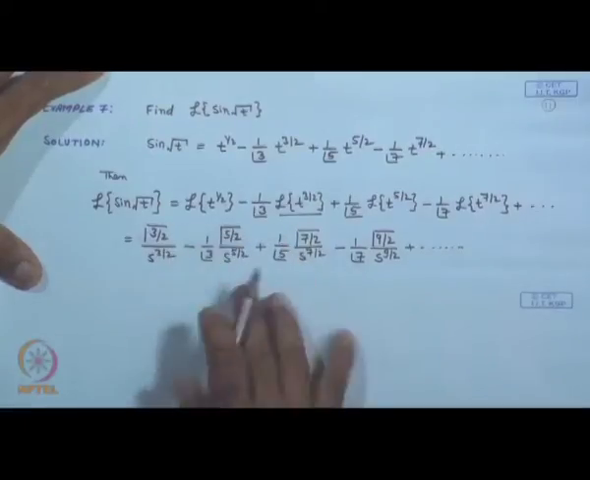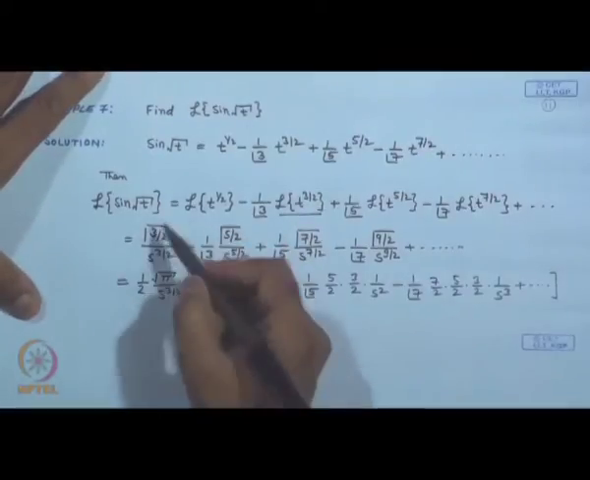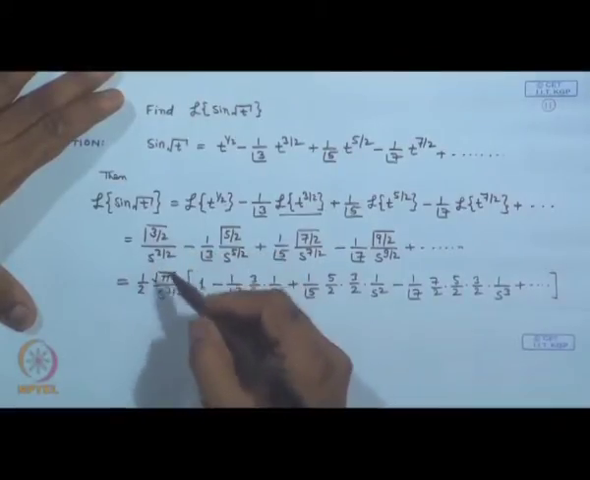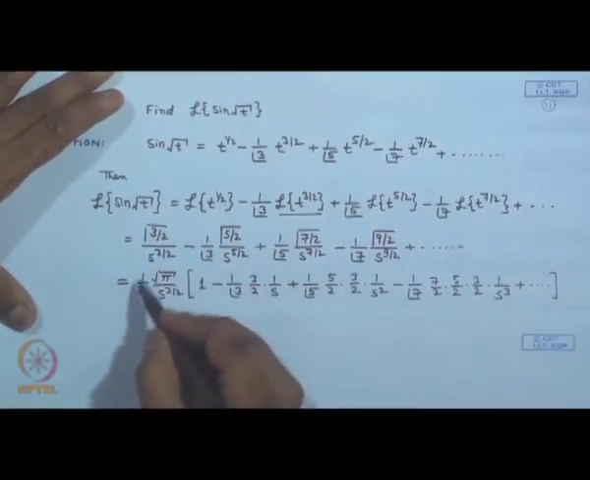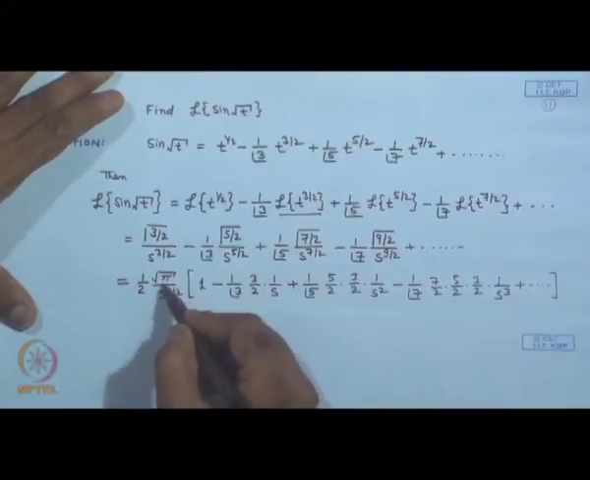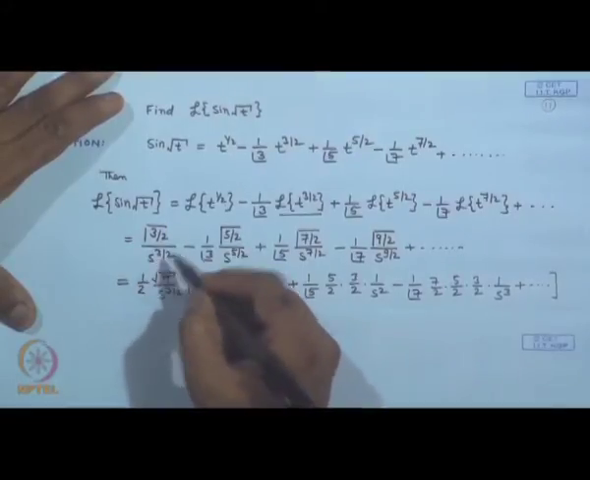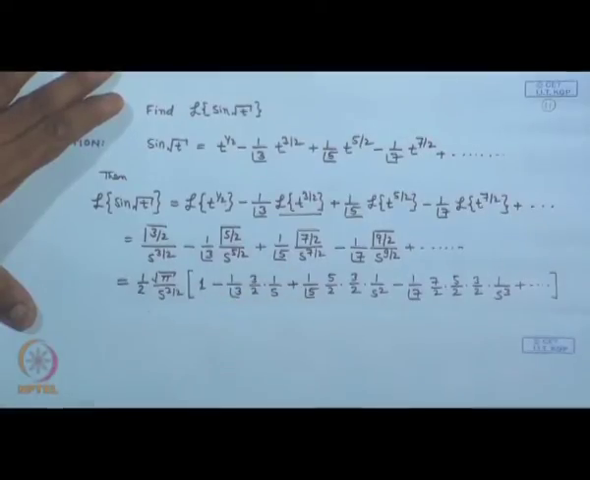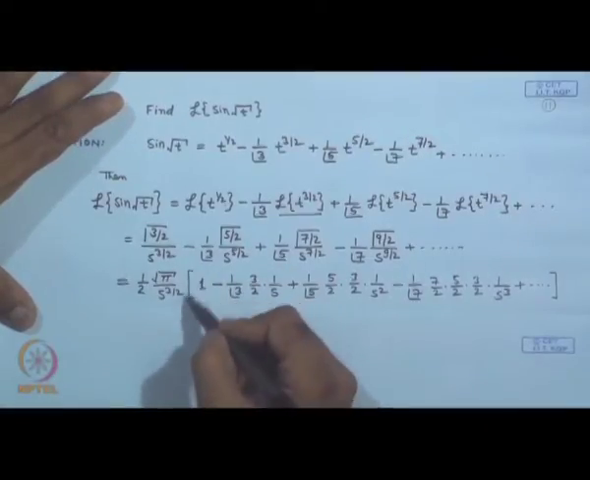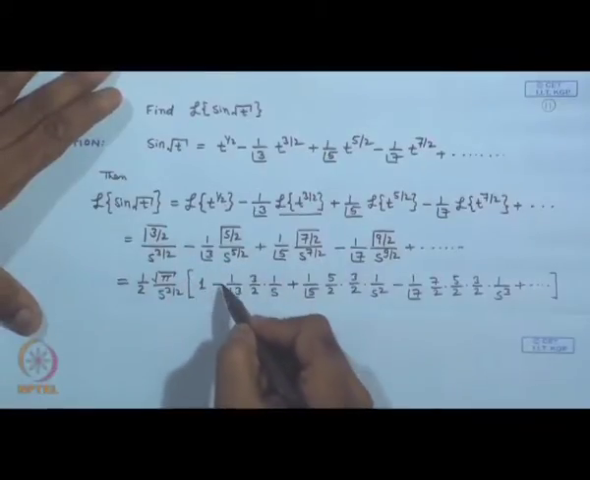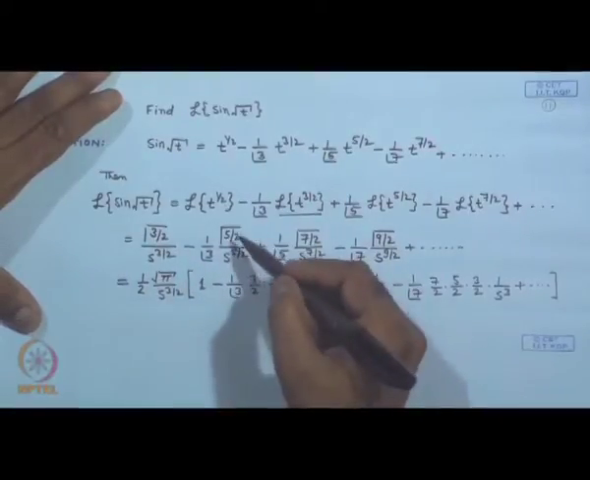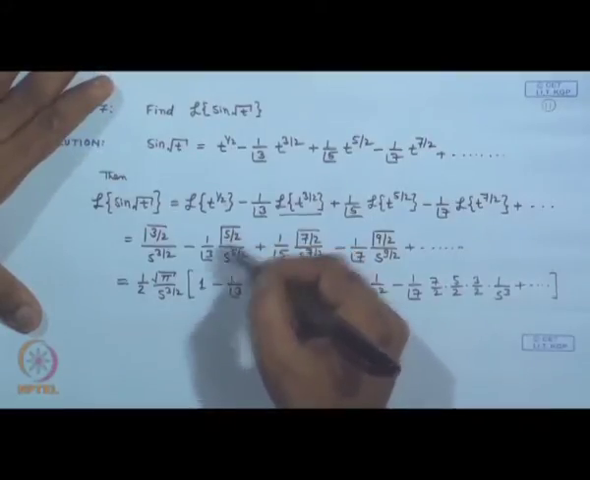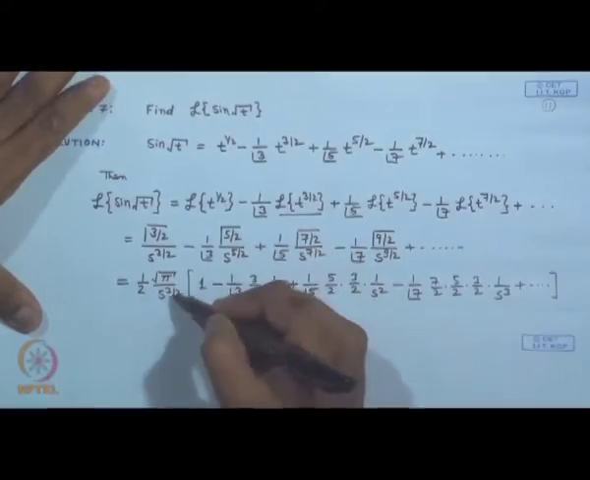Now, let us take this common. So, what exactly is this? The gamma 3 by 2 is half gamma half, so it is half square root pi. So half and the square root pi and s to the power 3 by 2, we are taking this term out of this series. So we have the first term as 1 minus 1 by 2, and the square root pi we have taken out, s power 3 by 2.